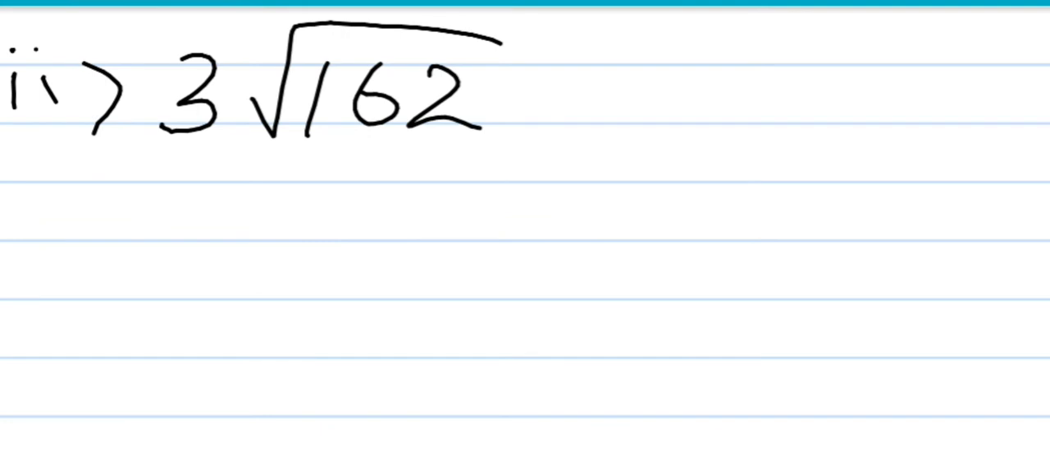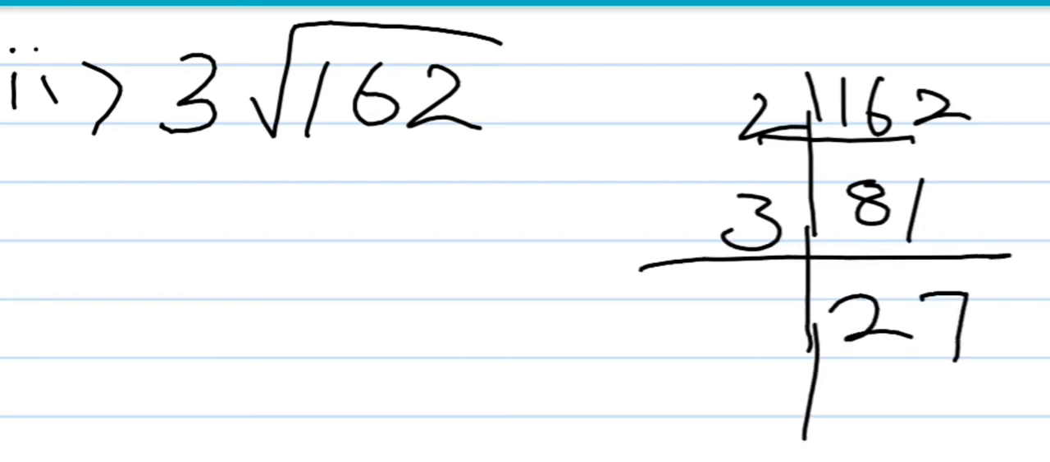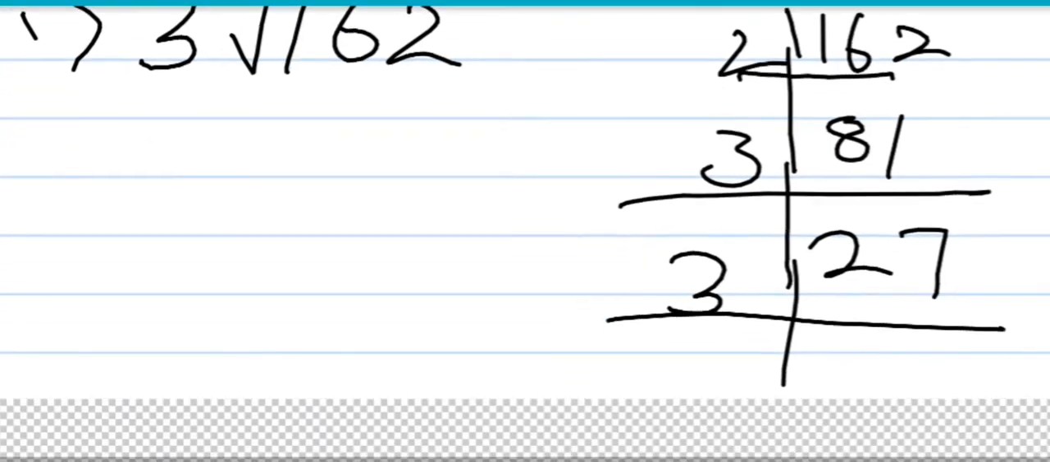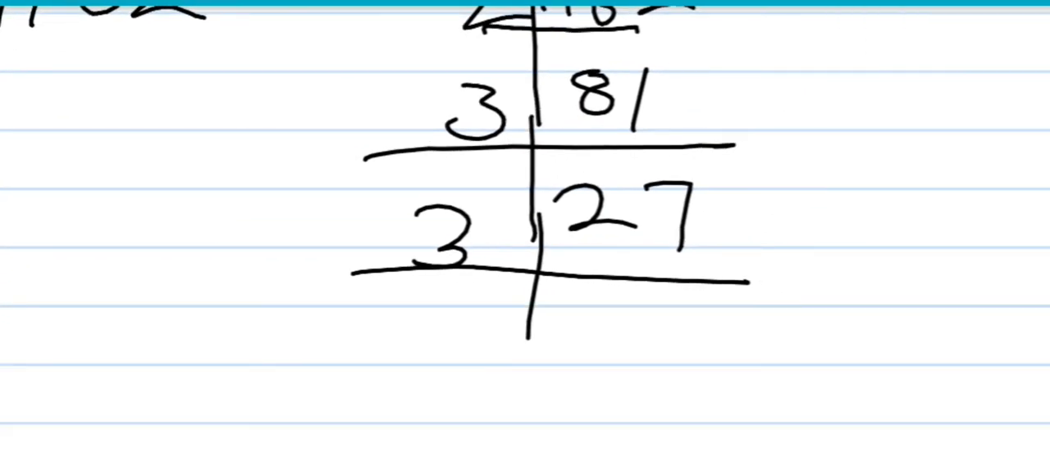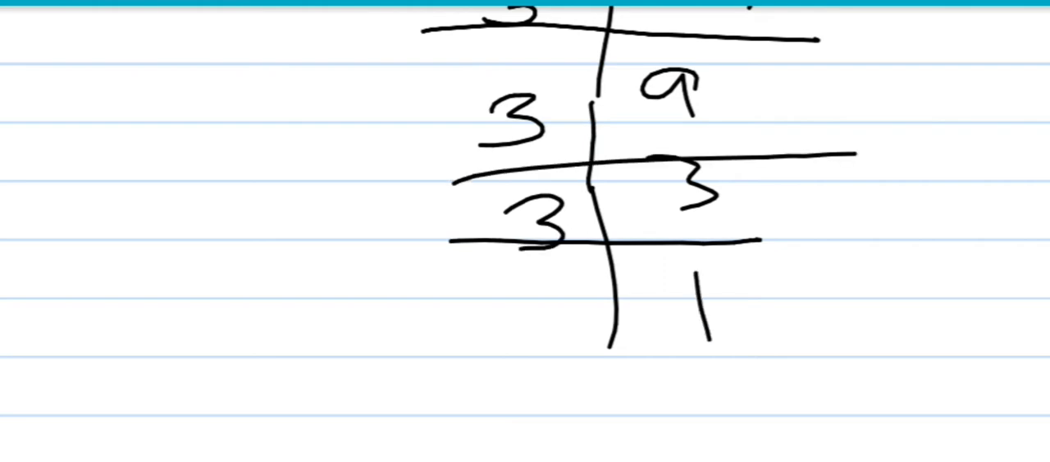So the next question is 3 under root 162. As in the previous question, we will find the factors of 162. 162, 2 8s are 16 and 2 1s are 2. 3 2s are 6 and 3 7s are 21. 3 9s are 27, and 3 3s are 9, and 3 1s are 3.